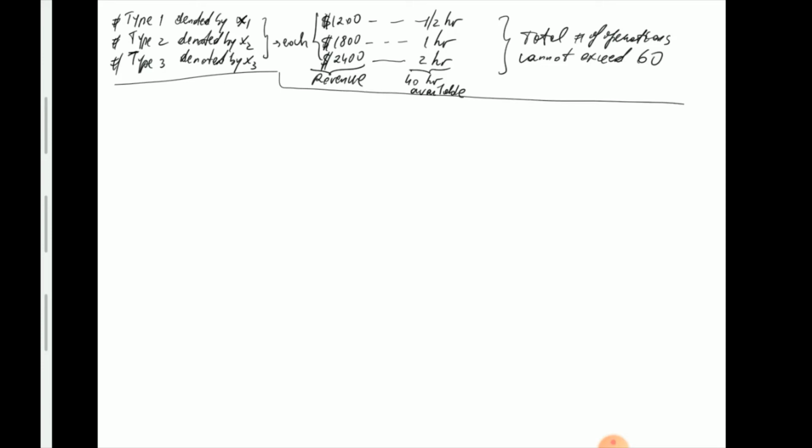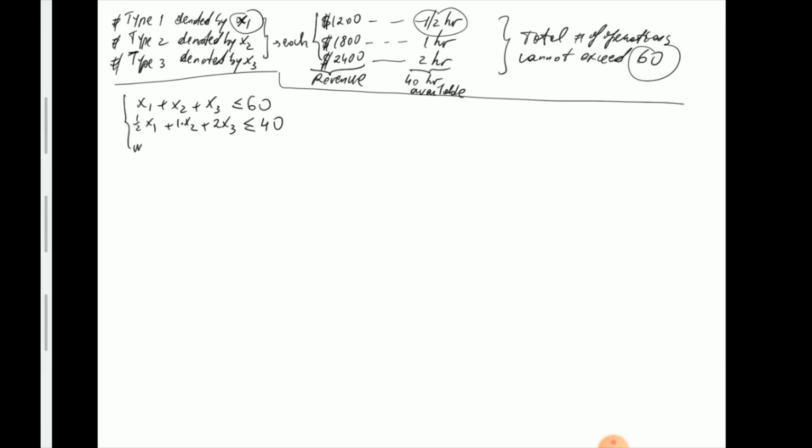And now let's try to write the constraints. The fact that you can only do 60 operations at most means the sum x1 plus x2 plus x3 should be less than or equal to 60. Then how many hours do you need for all of these operations? Well, half an hour for one of this type, x1. So 1/2 times x1 is the number of hours of the first type. 1 times x2 is the number of hours of the second type. 2 times x3 is the number of hours of the third type. Altogether should be less than or equal to 40.